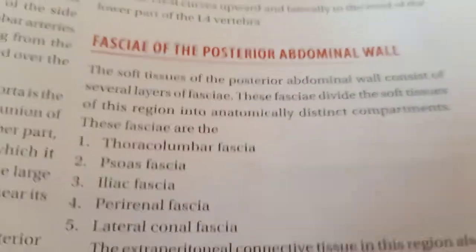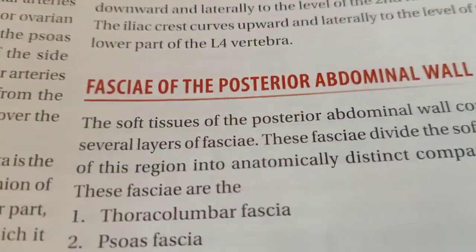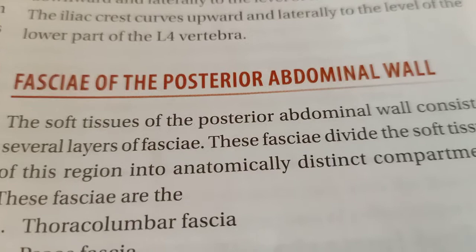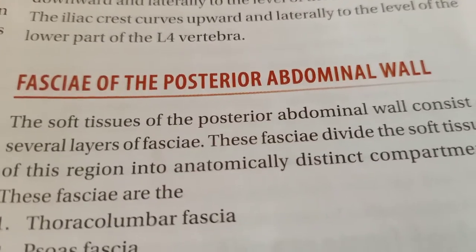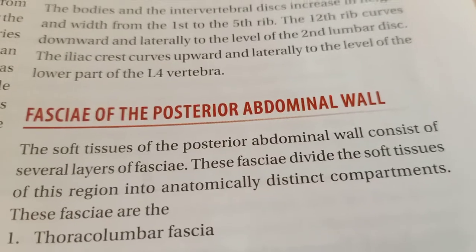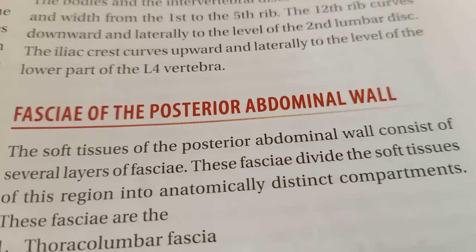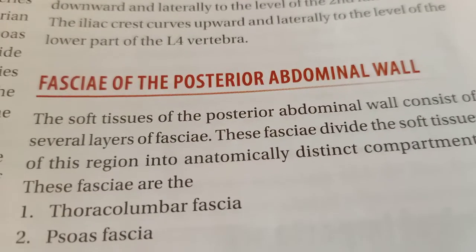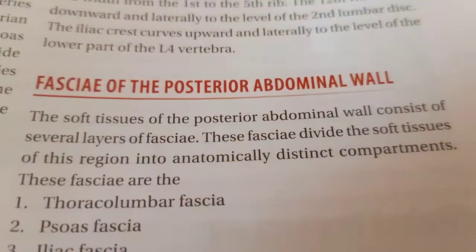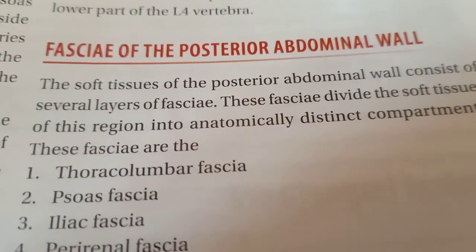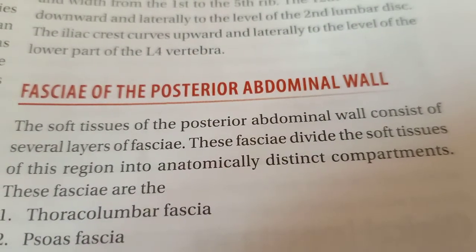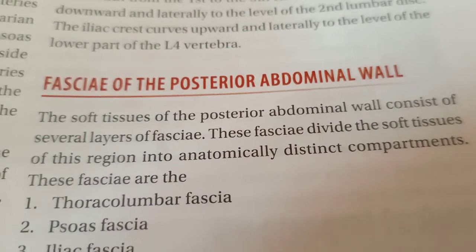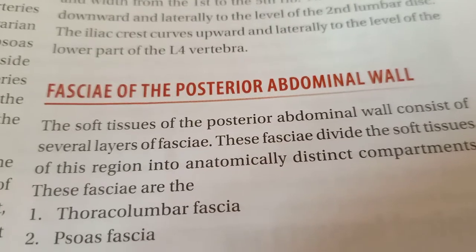Now what is the fascia of the posterior abdominal wall? The soft tissues of the posterior abdominal wall consist of several layers of fascia. This fascia divides the soft tissues of this region into anatomically distinct compartments.